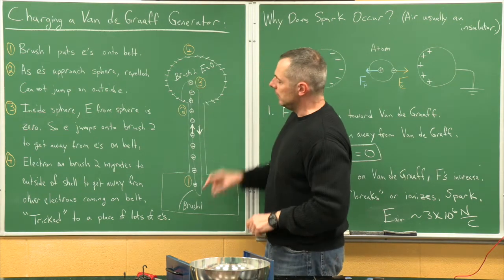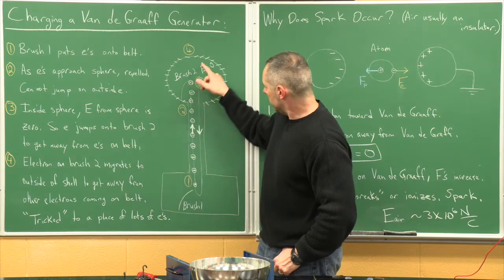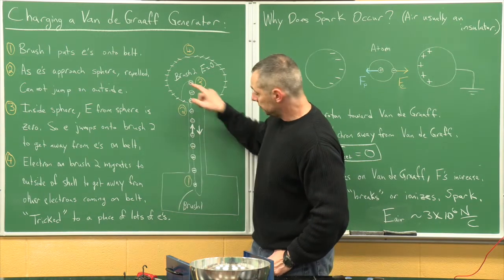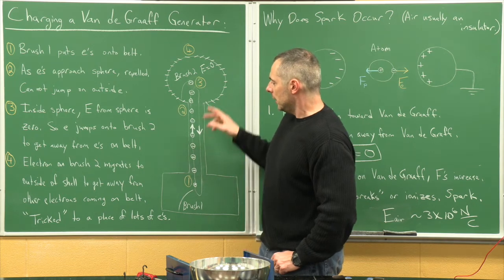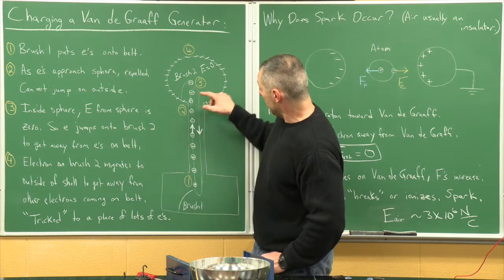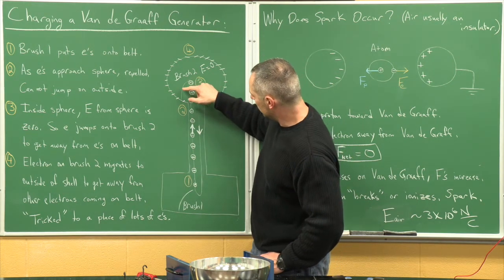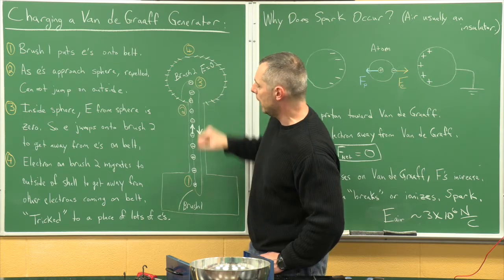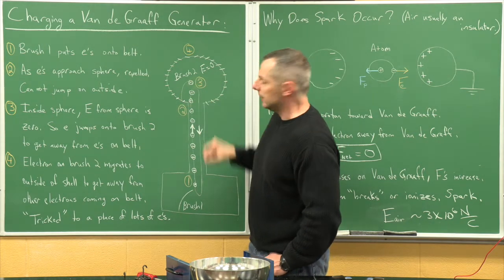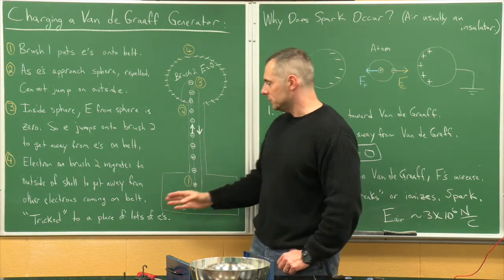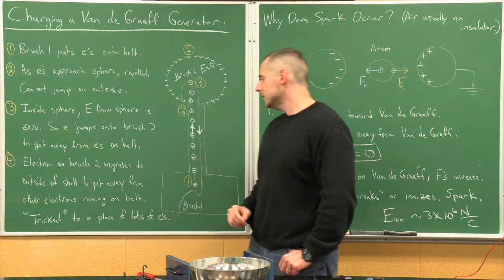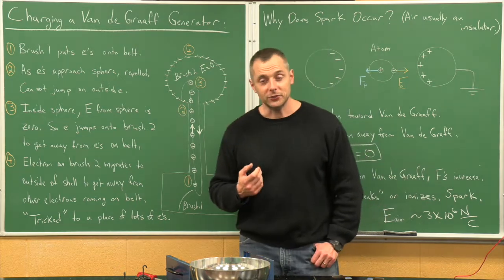Now, once it's here, in step 4 the electron on brush number 2 migrates to the outside of the shell, to get away from these other electrons here. So it's trying to get further and further away. It comes from the inside to the outer surface. In a sense, it's tricked into going to a place of a lot of electrons.